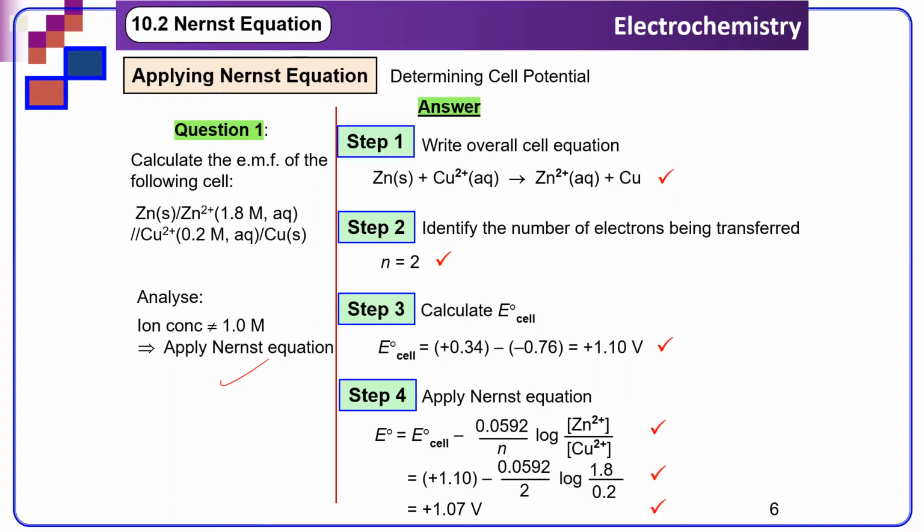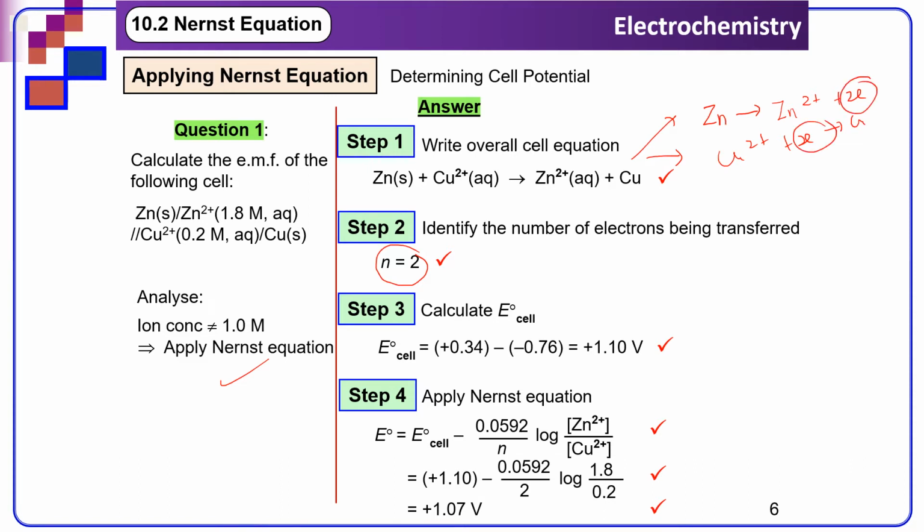So step number 1. We write the overall cell equation. Number 2, identify the number of electron being transferred. Okay, kenapa kita dapat 2? 2 ni normally kita datangnya daripada half cell tu yang at anode dan juga cathode. Okay, maknanya zinc sama dengan zinc 2 plus 2 elektron. Copper 2 plus 2 elektron dapat copper. So, jumlah elektron 2 sebab tu kat sini jadi 2.